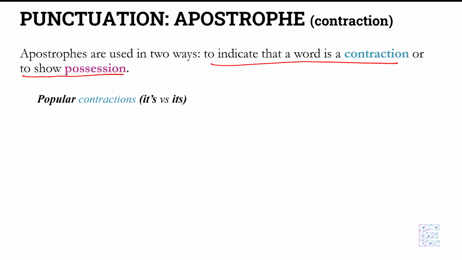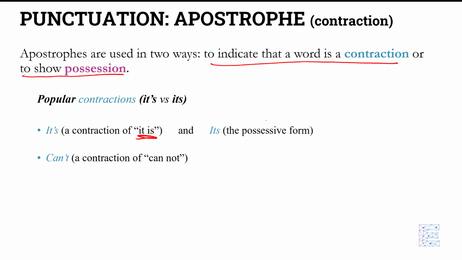If you've guessed that "it's" with an apostrophe s is a contraction of "it is," you would be exactly right. The one without an apostrophe is the possessive form of "it." Of course, there are other contractions. Some of these may be more obvious than others, but let's quickly run through them.